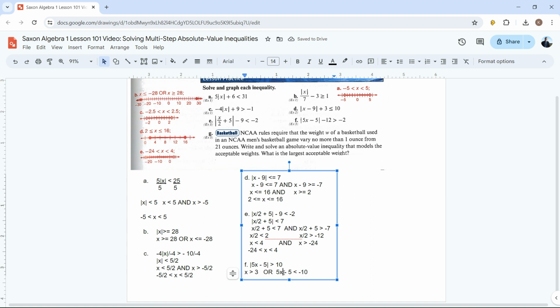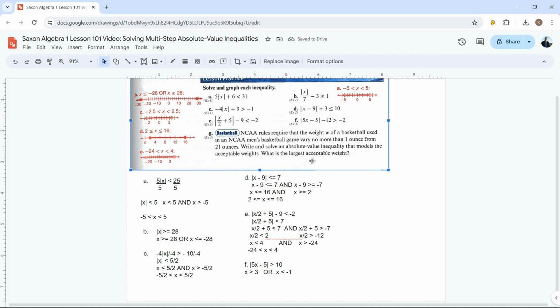On the right-hand side, I'm going to add 5 to both sides. That gives me 5x is less than negative 5. Divide both sides by positive 5. That gives me x is less than negative 1. X is greater than 3, or x is less than negative 1.